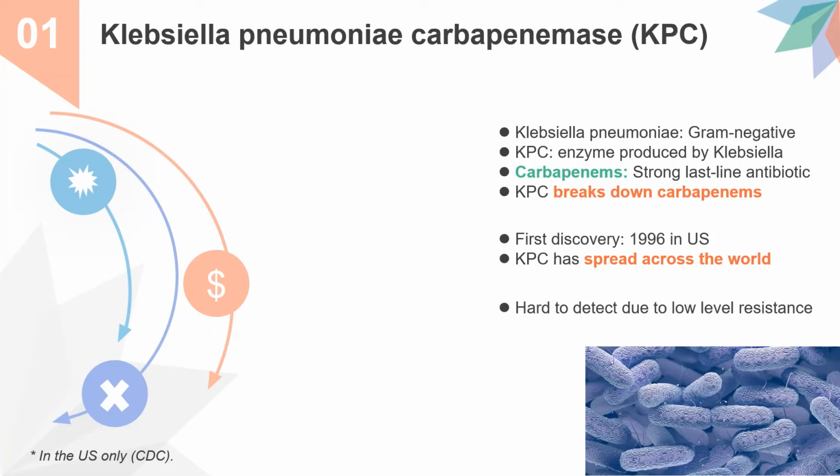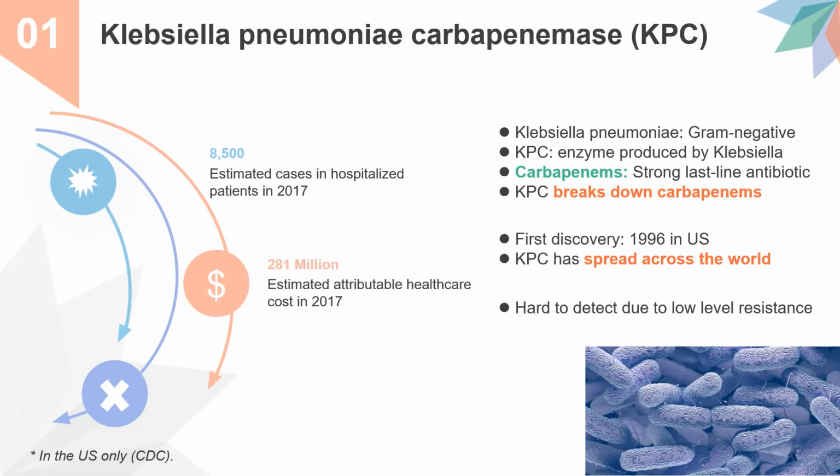Due to most resistant bacteria exhibiting only low-level resistance, KPC is very difficult to detect. Resistant strains can go undetected until they gain higher resistance, which is already too late. As we can see here, in the US in 2017 alone, there were 8,500 KPC cases in hospitalized patients. It caused up to $280 million in healthcare cost and up to 700 deaths.